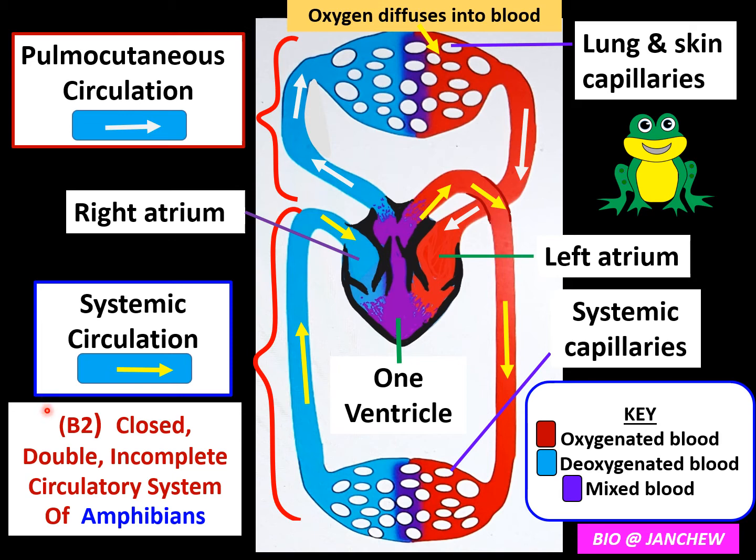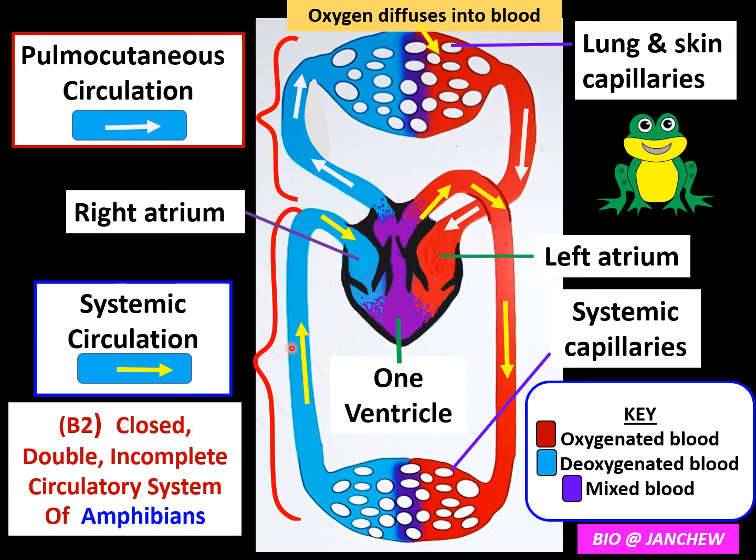Let us now discuss the third organism, which is the frog or the amphibians. What type of circulatory system is found in a frog? A frog has a closed, double, incomplete circulatory system. So remember these three words: closed, double, incomplete circulatory system. And you must be able to define these three terms.